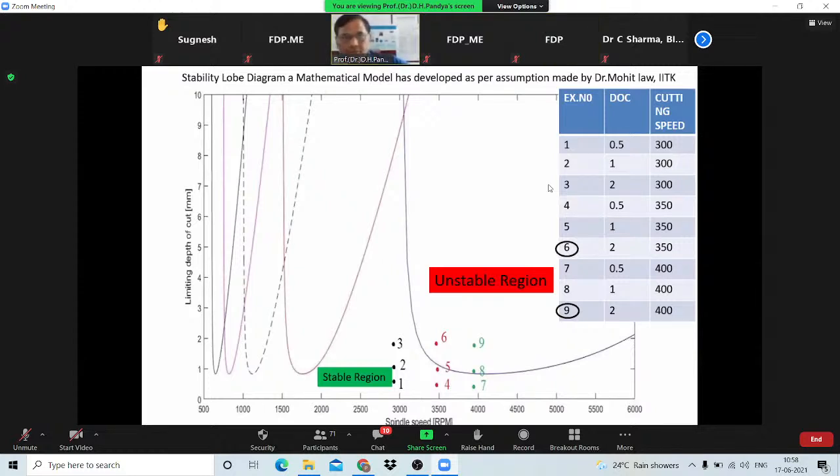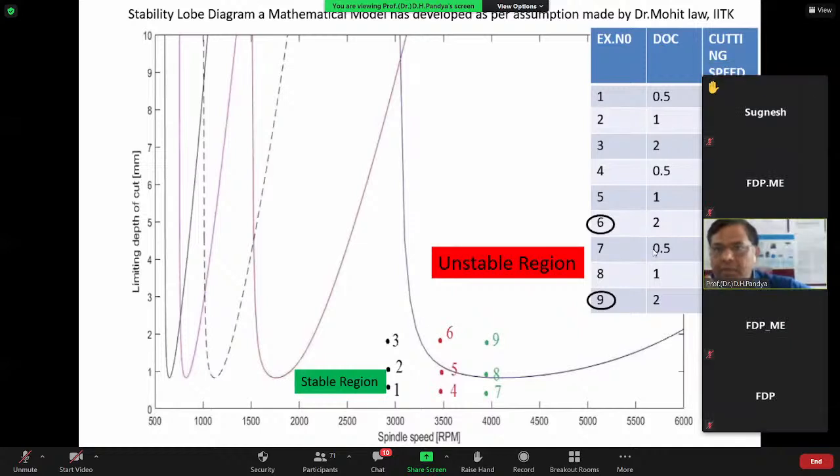So the stability lobe diagram is also a mathematical model developed by my team, considering the assumption made by Dr. Mohit Law from IIT Kanpur. His video is available online, right? So that assumption has been taken as it is, and on the basis of that, we developed this stability lobe diagram. I'm not going to discuss the mathematical model, only how to read the stability lobe diagram.